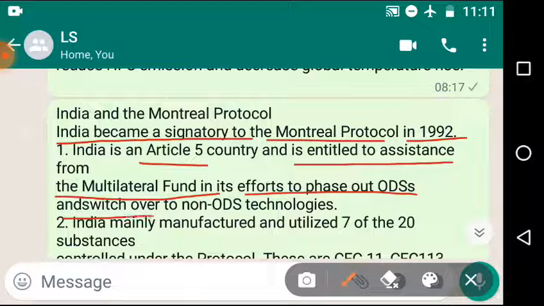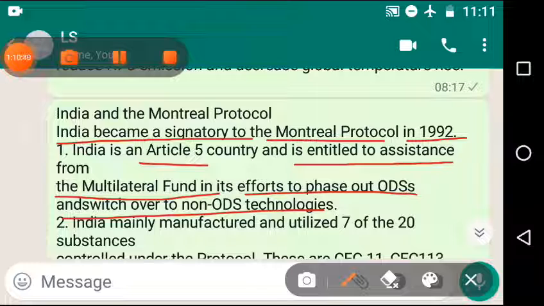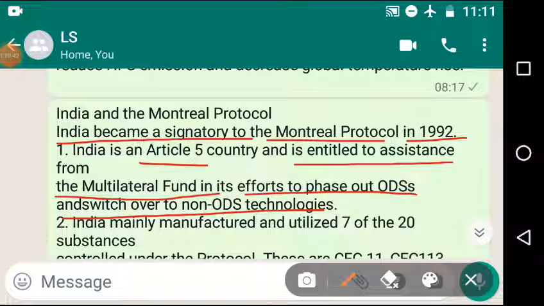So India normally falls under Article 5 of the Montreal Protocol, and they have made a commitment that they will try to phase out the ozone depleting substances with the help of the multilateral fund, because India is a developing country, by the way, it's not developed. So they try to phase out the ozone depleting substances with scientific advancement and funds which will be provided by the protocol. They will try to phase out all the gases which are actually being produced by India.